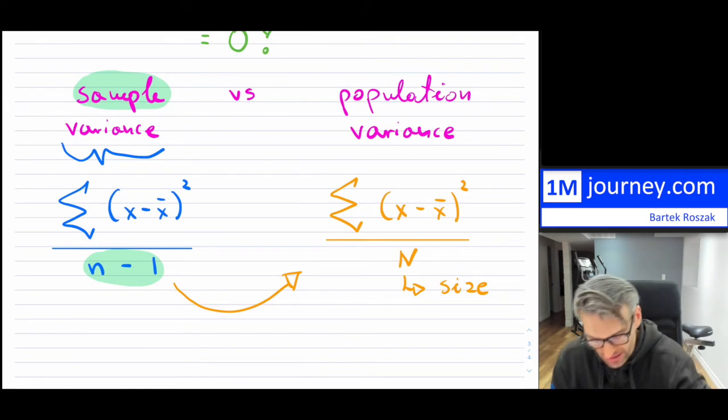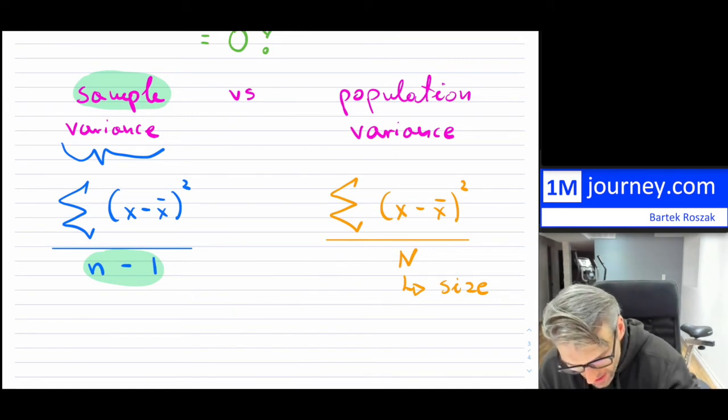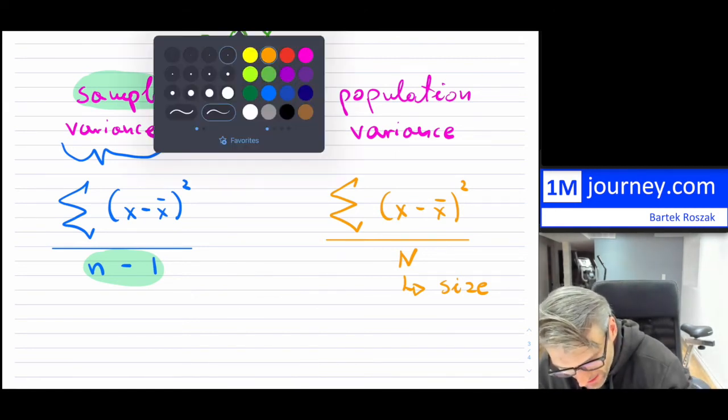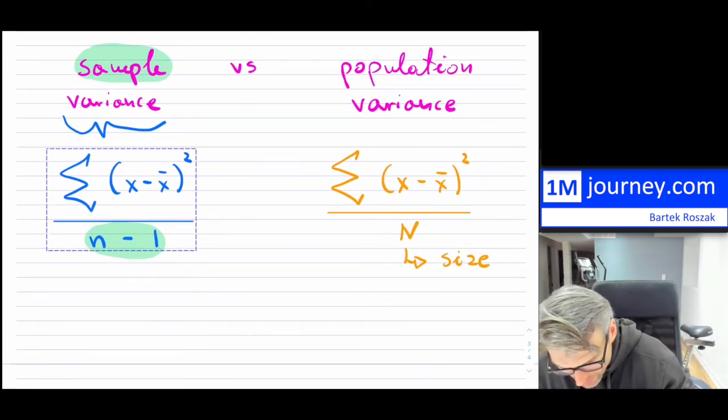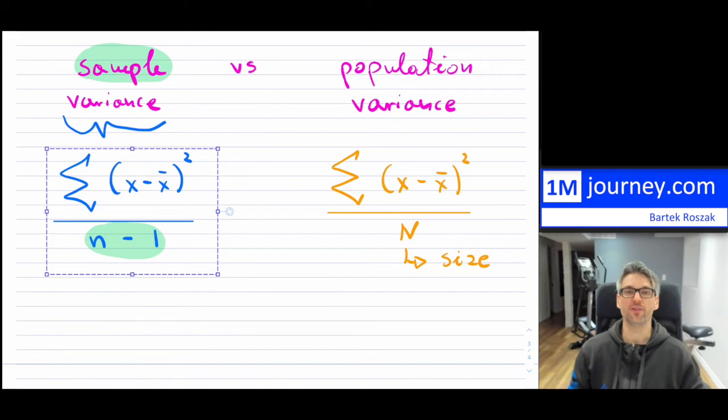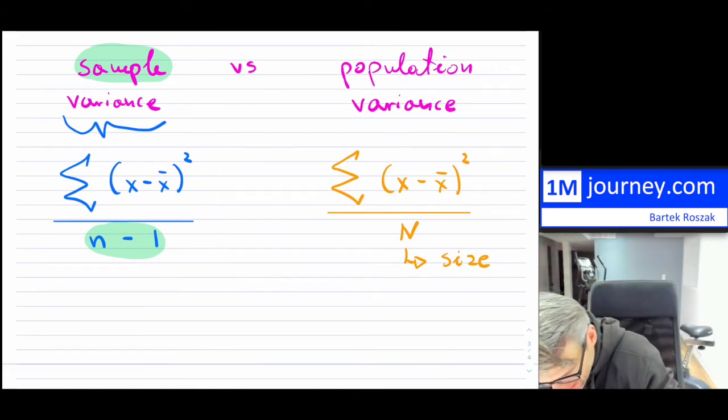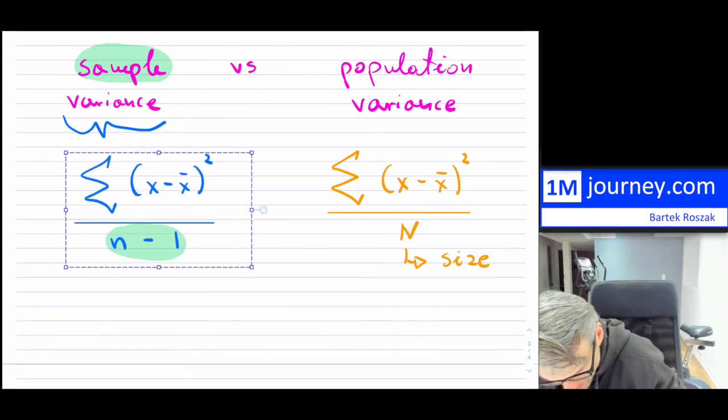The other key thing is that when you're reading these things, statisticians, when referring to the sample variance, actually use a symbol for this. So the symbol for this, let me shift this a little bit.